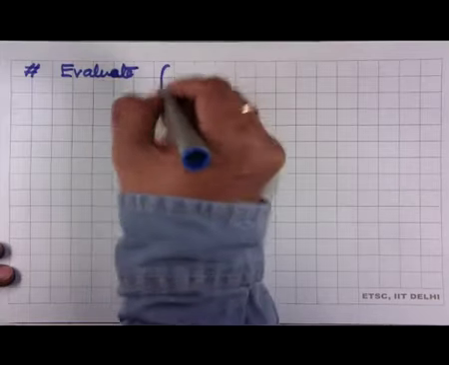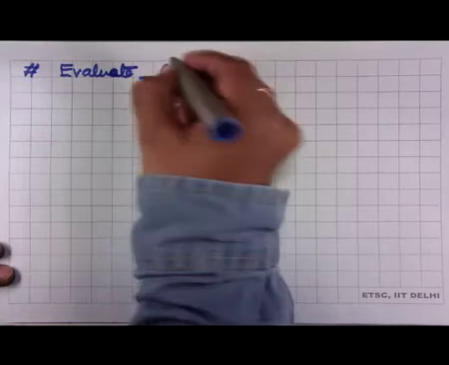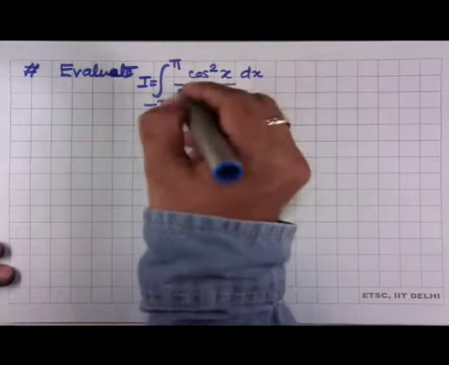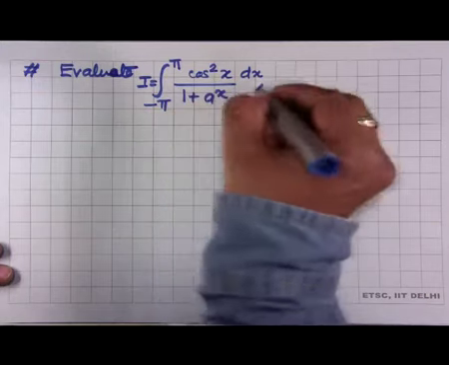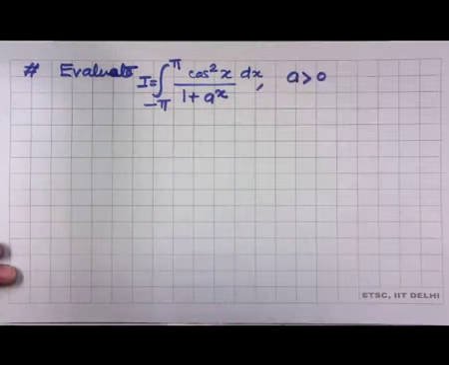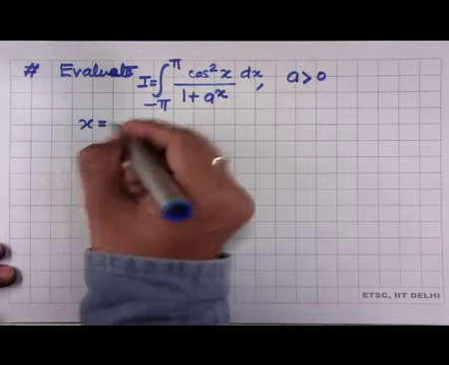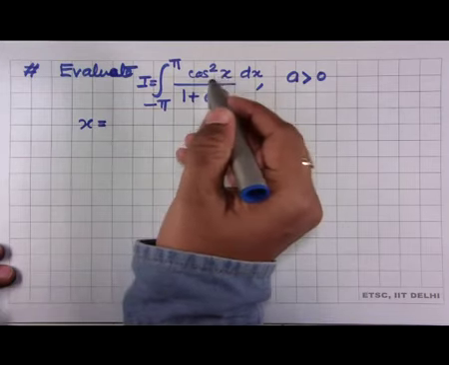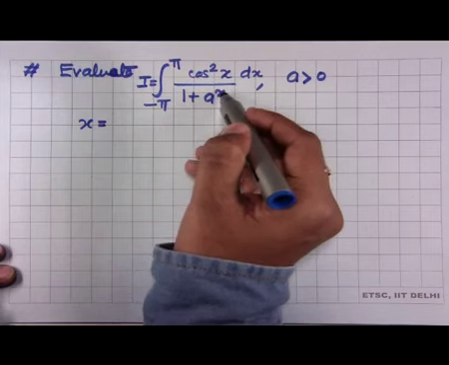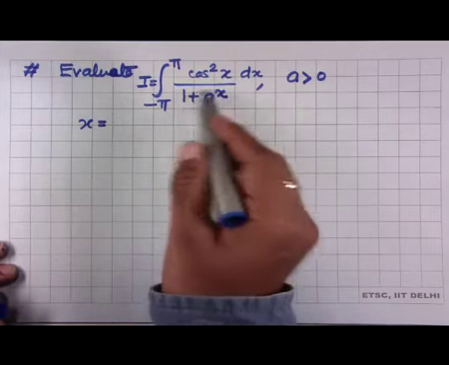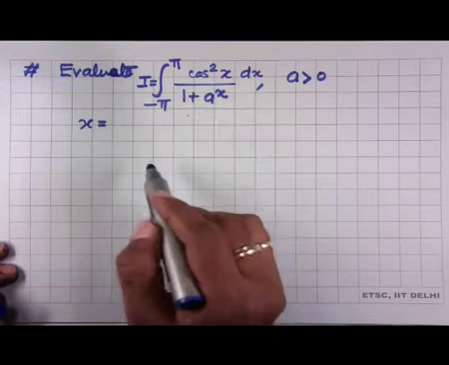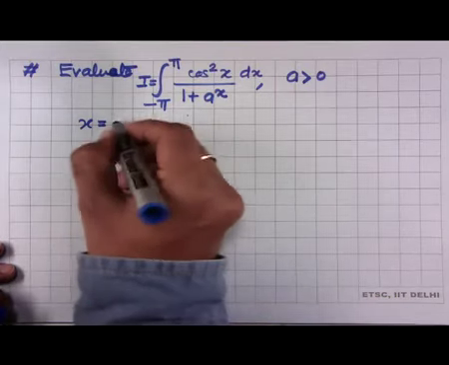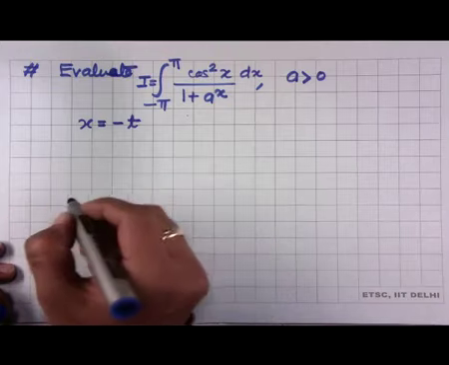Evaluate the integral from minus pi to pi of cos square x dx by (1 plus a to the power x), where a is positive. So what should we do? Because if we try to apply the formula of even and odd functions, it will not work, because cos square x is an even function, but 1 plus a to the power x does not satisfy either property, so this is not applicable. So what we do, we first replace x by minus t and see what happens.